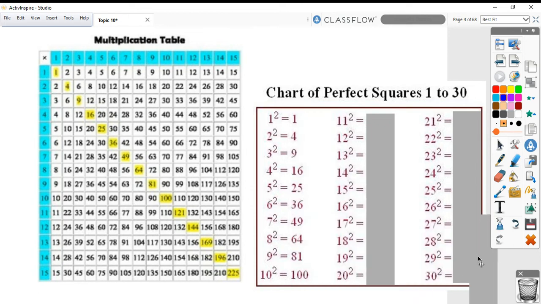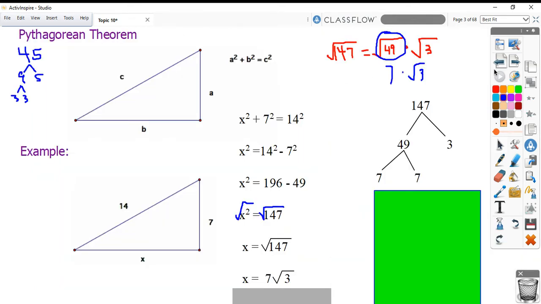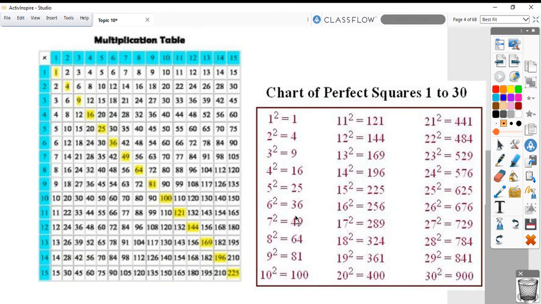All of these numbers right here are a list of perfect squares. A minute ago on this slide, we broke down into 49 times 3 because 49 was a perfect square. 49 shows up on that chart right there. So any of these numbers could be useful to you in breaking down square roots. And you're going to see more of that on the next lesson. So pause the video and go ahead and write all of those down. I'm going to move on.